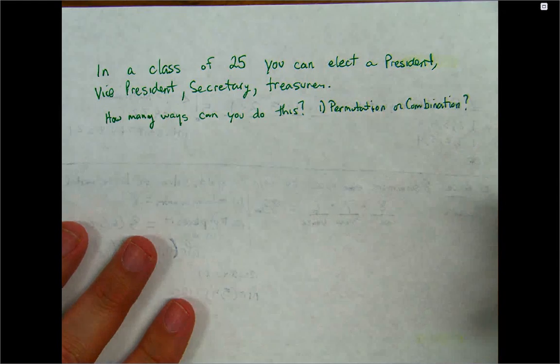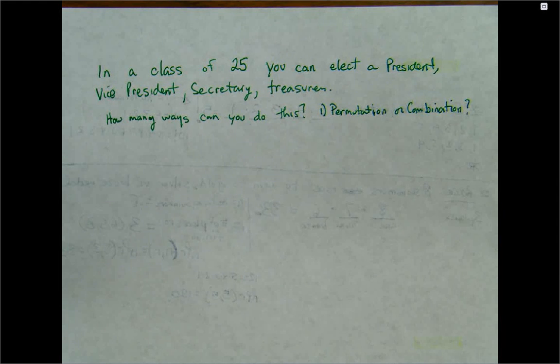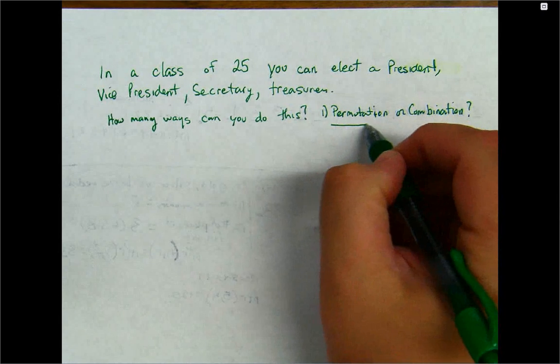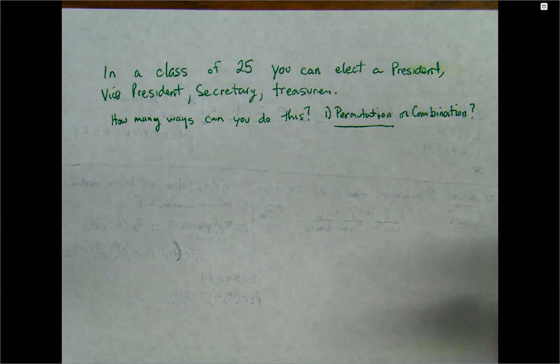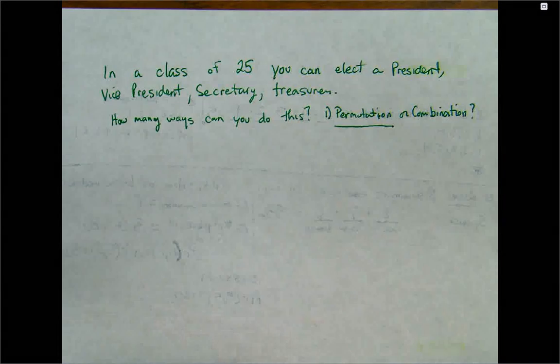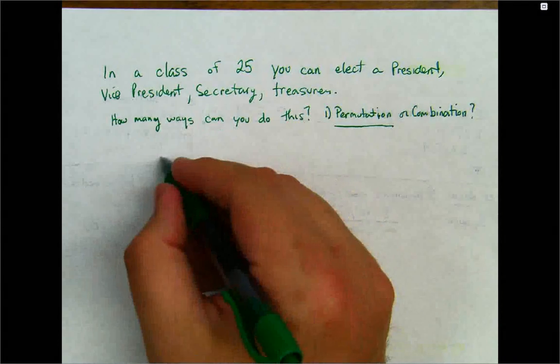Is this putting one person in and then a second person in and then a third person in and a fourth person in, like if you're lining them up? Or is this like choosing a group? This is a permutation because we're getting specific. You can have a president, a vice president, a secretary, and a treasurer.